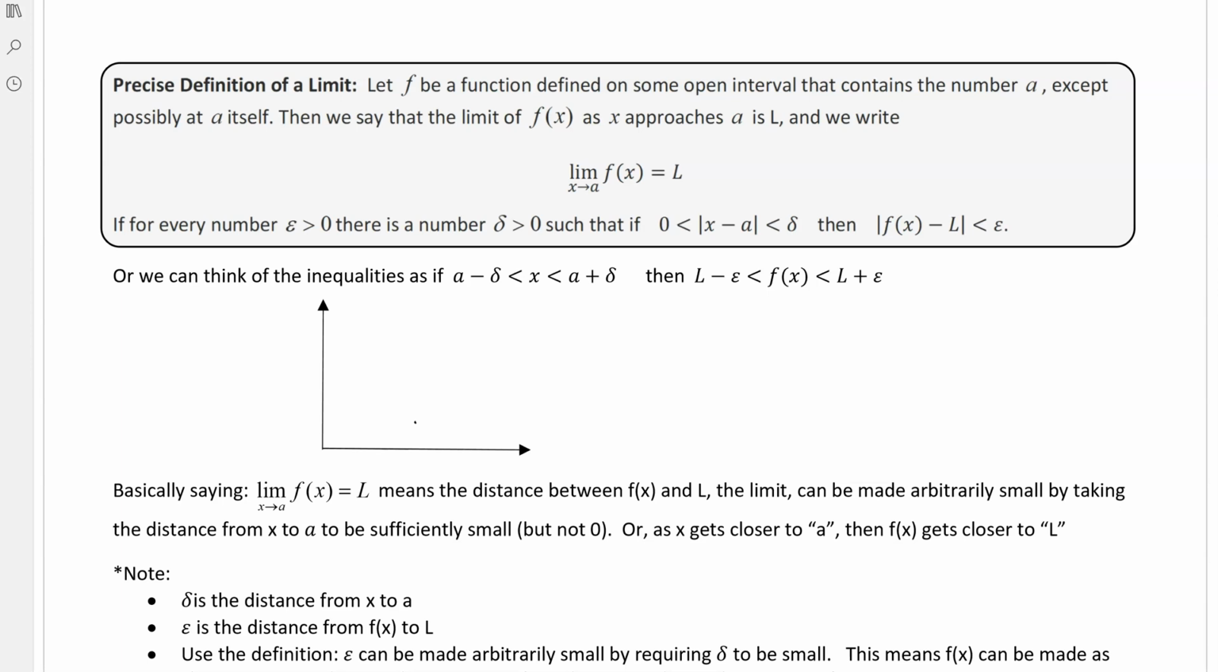All right, so this is the precise definition of a limit. So we already know our limit: the limit as x approaches a of f of x equals L. This is our standard limit we've been dealing with. So this is now our precise way of defining it.